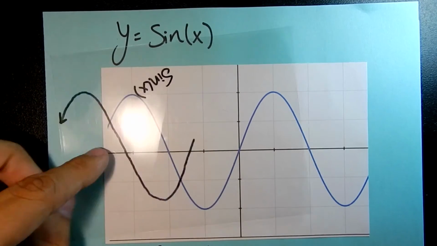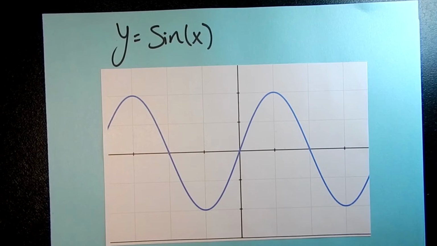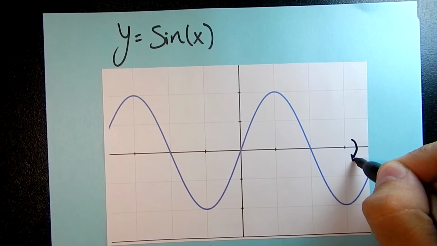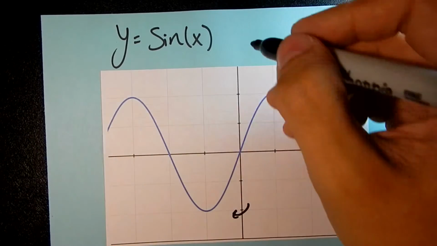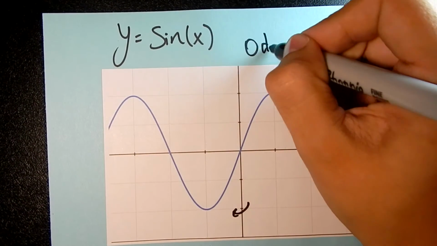So this was a double flip. We flipped this one twice. We flipped it over the x-axis, and then we flipped it over the y-axis, and it lined up. Sine is an odd function.